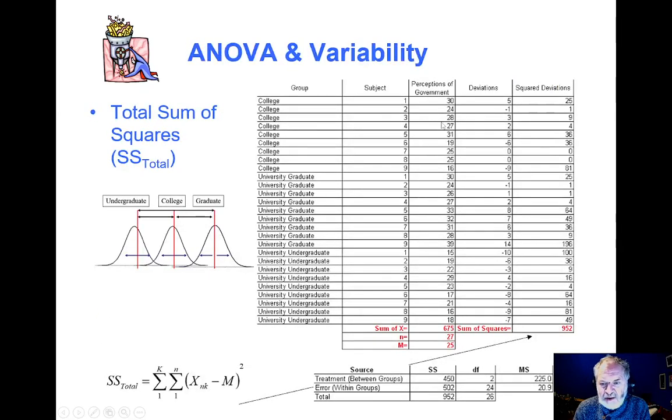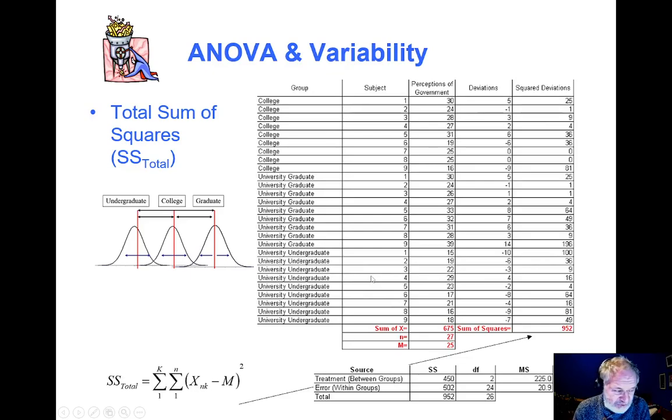I got 9 college students. So if I were to calculate the variance for those 9 college students, the degrees of freedom would be 9 minus 1 is 8. The degrees of freedom for the university grad students in isolation is 9 minus 1 is 8. The degrees of freedom for the undergrads is 9 minus 1 is 8. So I got 8 degrees of freedom here for the college, 8 degrees of freedom for the grads, and 8 degrees of freedom for the undergrads.